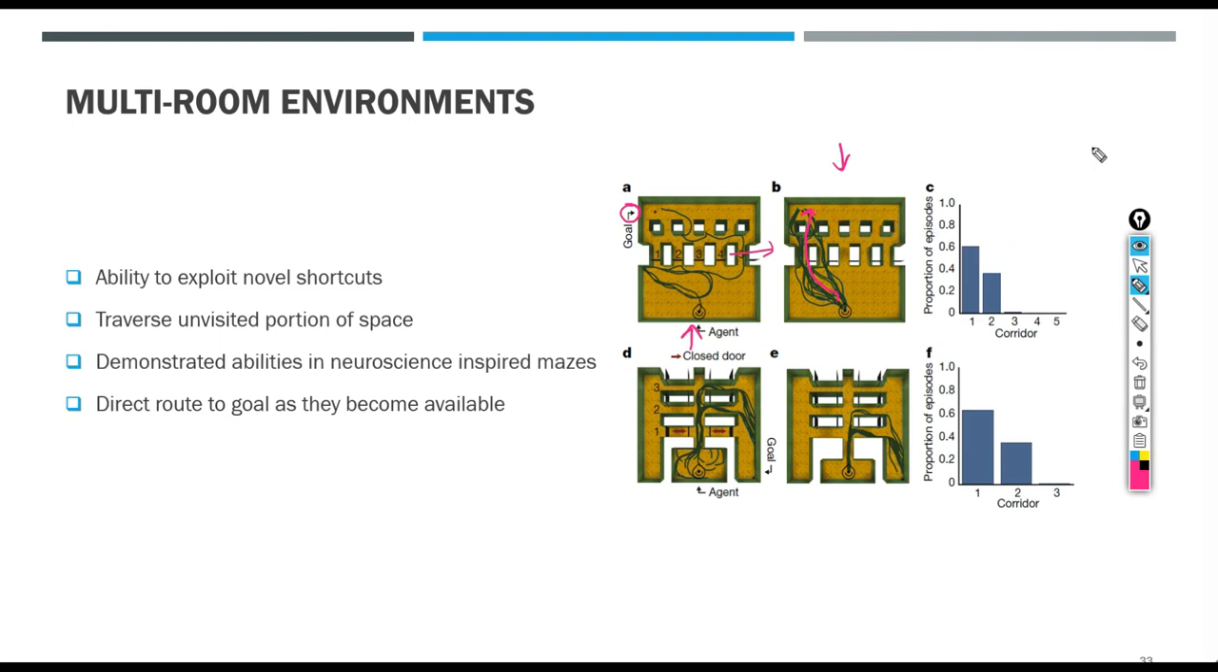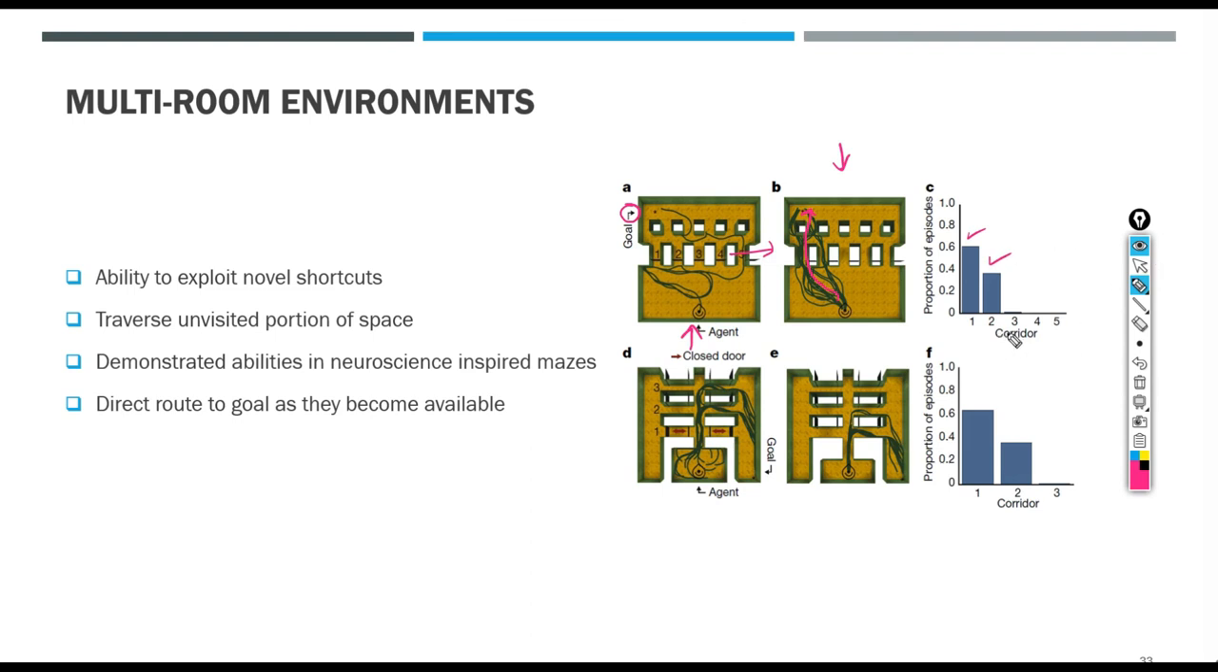And if you look at the histogram here, it shows the agent's strong preference for the direct routes. We can see that the agent has a strong preference for the most direct routes. Here we can see the preference for route 1 over route 2.